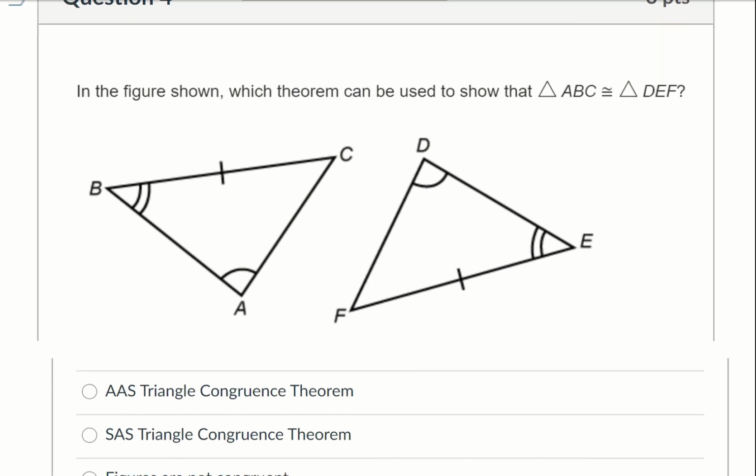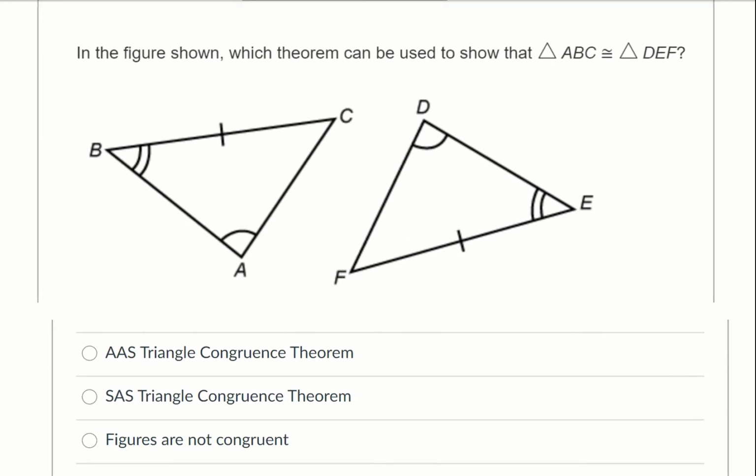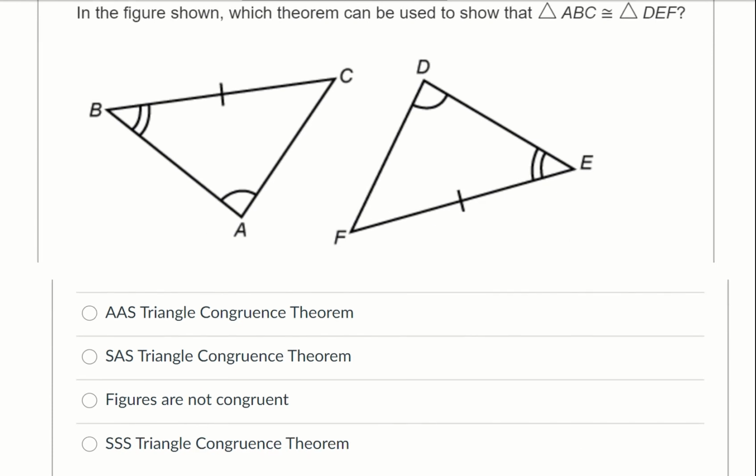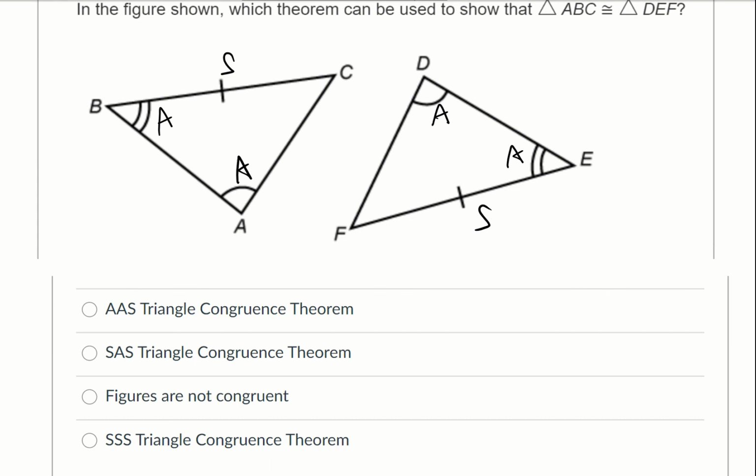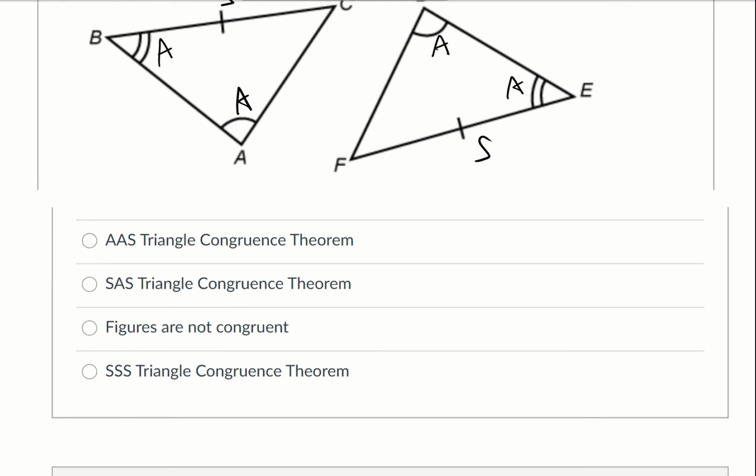Question 4. In the figure shown, which theorem can be used to show that triangle ABC is congruent to triangle DEF? So we have a, oops, I said side, this should be an angle. We have an angle, angle, and a side, corresponding to an angle, angle, and a side. So we can clearly show that these are congruent using the AAS triangle congruence theorem.